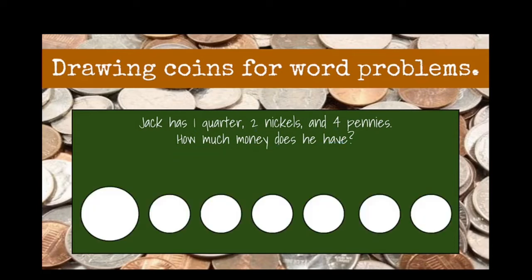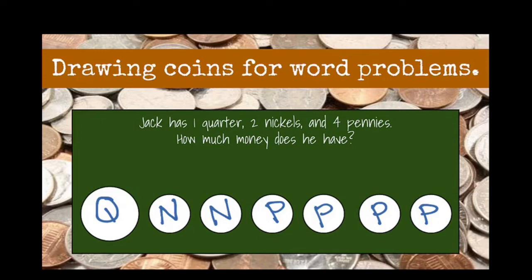So we're going to draw 1 quarter, 2 nickels, and 4 pennies. Here's what our circles might look like. After we have our circles, we're going to put the first letter of each coin name so that we know what it represents. So we have a quarter, nickel, nickel, penny, penny, penny, penny. And now we're ready to do our running total.